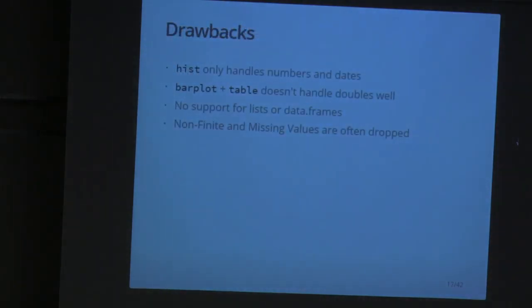So from my point of view, there are some drawbacks to a lot of these things. Hist only really handles numbers and dates. Using bar plot and table doesn't handle the double precision numbers very well. None of these really support lists or data frames very well. If you say, give me a histogram of this data frame, it's not going to happen. And qplot is the same way.